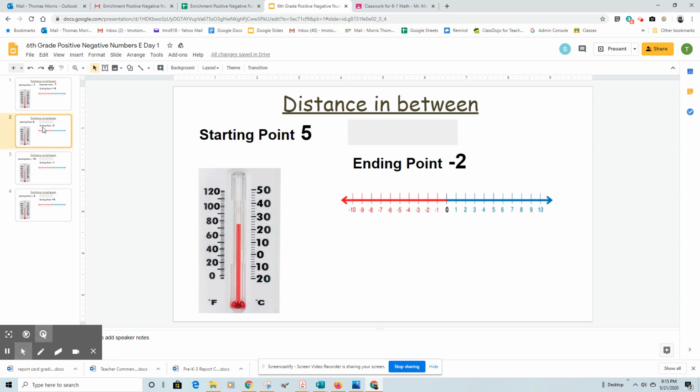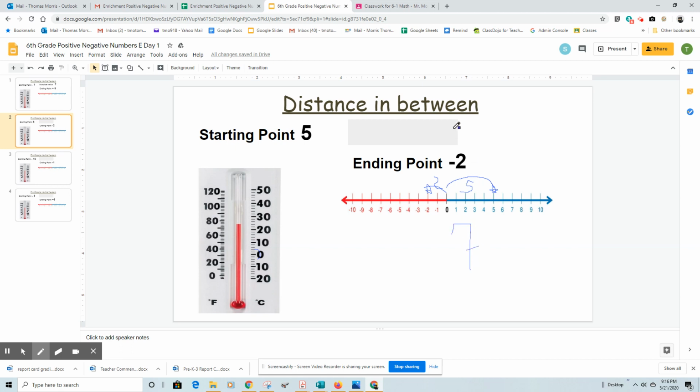All right, let's look at another one. Our starting point now is 5, and our ending point is -2. It'd be like dropping from 5 degrees down to 2 below. It's easier to see that on this number line here. Where's my starting point? My starting point is here, and my ending point is -2. When we look at our absolutes again, we're going from 5 to 0, so that's a distance of 5, and now we are going from 0 to 2. Then we add the two distances together, and we have 7.